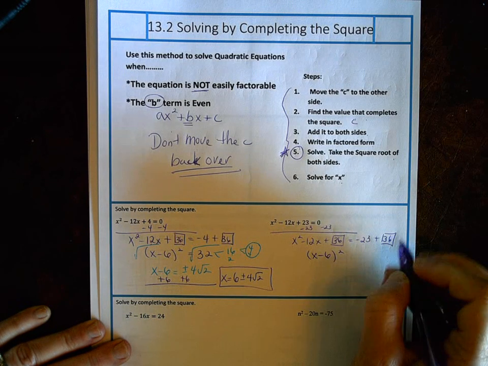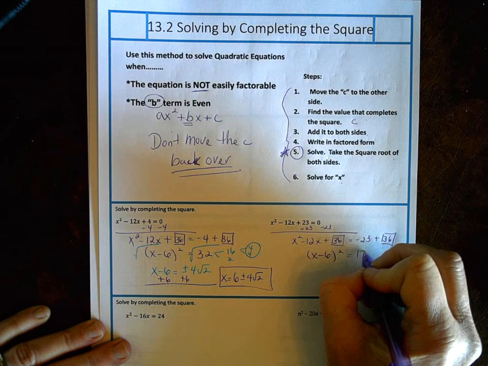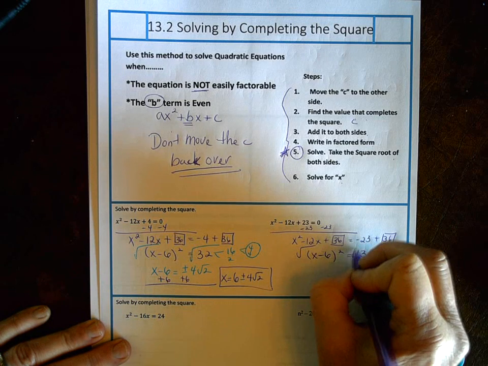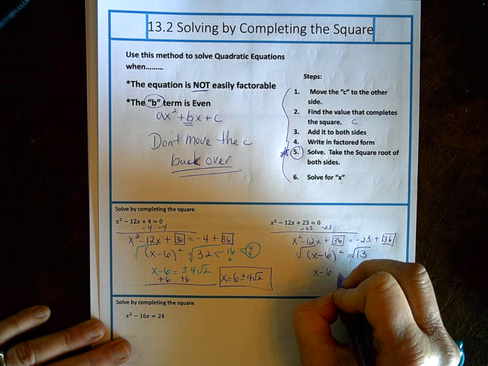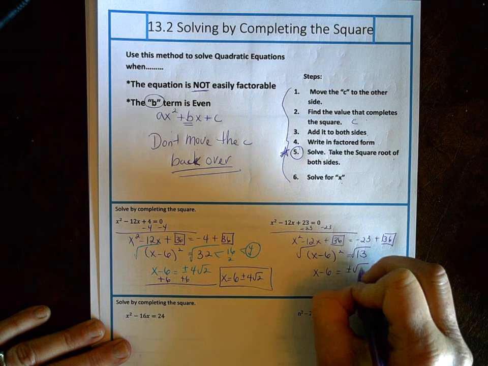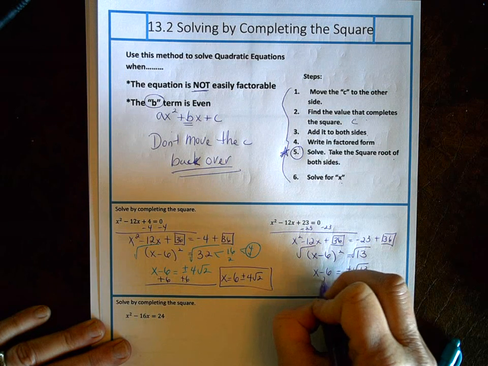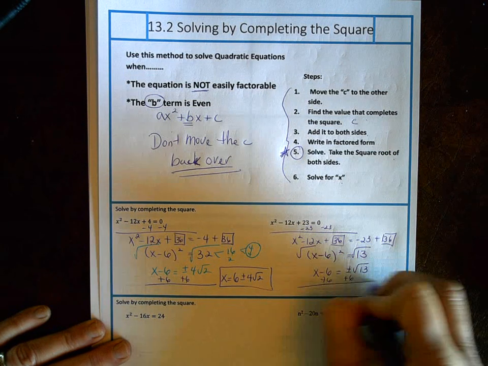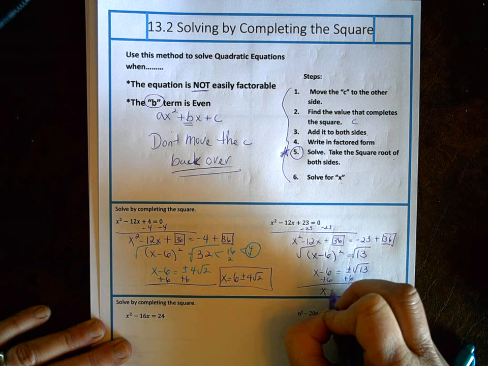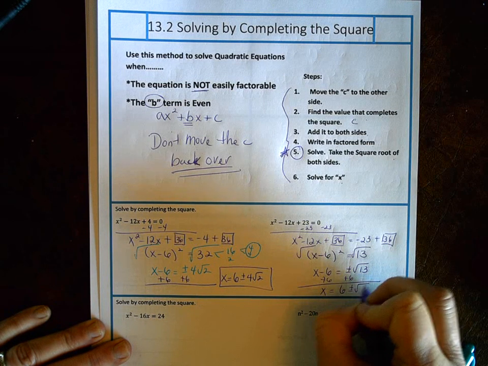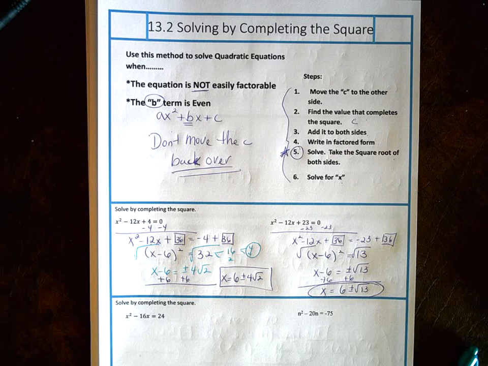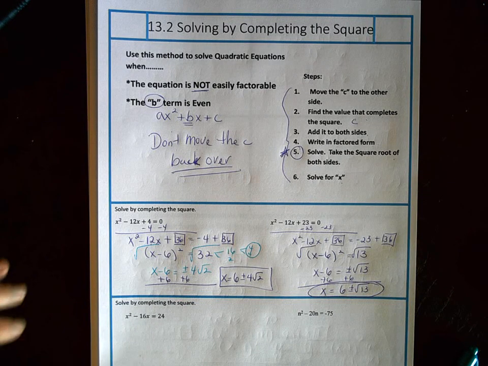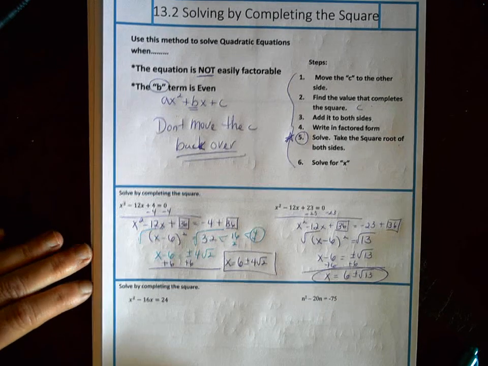This side over here is 13. Take the square root. Okay, 13 is a prime number. Can't break it down. But it's still plus or minus anytime you take the square root. Add 6. Very similar question. The only difference is we couldn't break down the square root and simplify it. They're very similar.